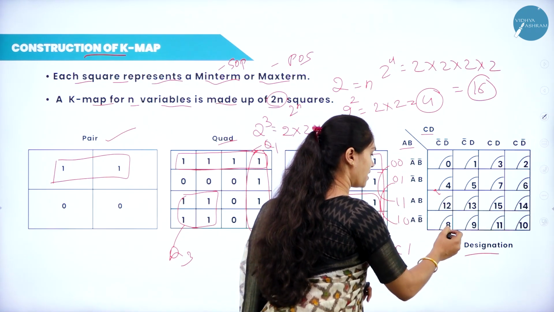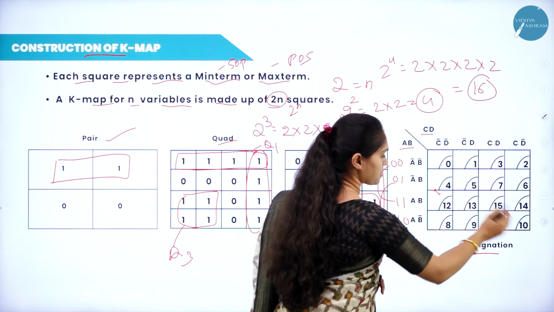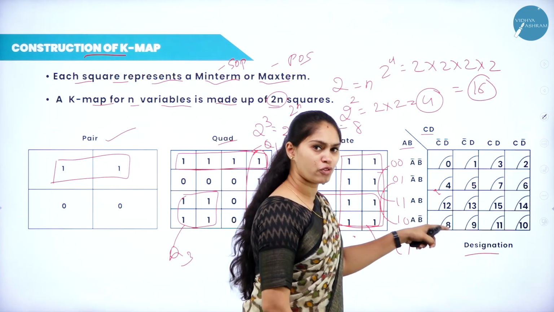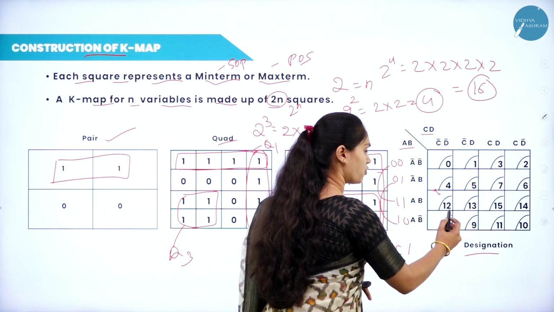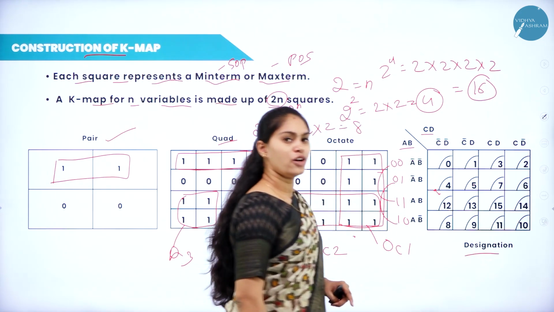So here 4 plus 4, 8. 5 plus 4, 9. 7 plus 4, 11. Then 6 plus 4, 10. So consider this last row, and then add 4 to this one. That is 8 plus 4, 12. 9 plus 4, 13. 11 plus 4, 15. 10 plus 4, 14.